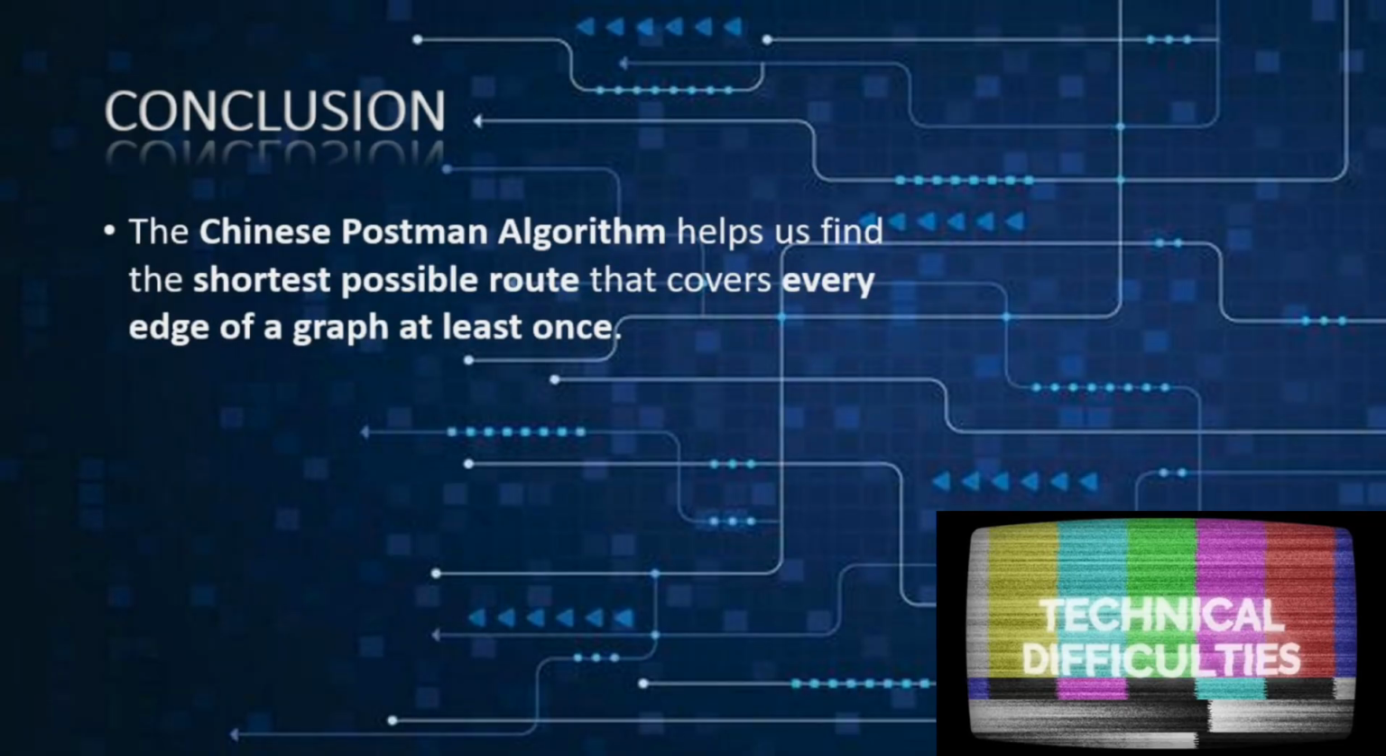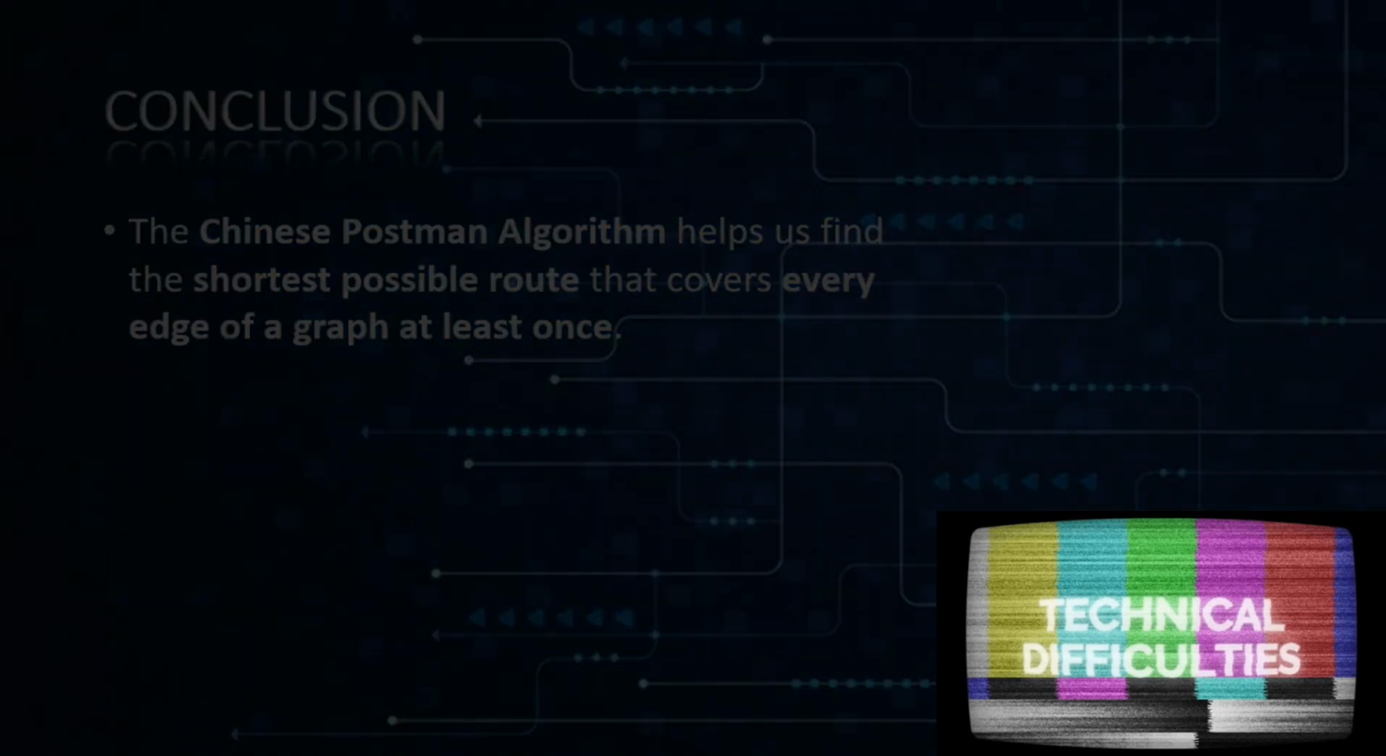So to conclude, the Chinese Postman algorithm is used to find the shortest route that covers every edge of a graph at least once. It works by identifying odd degree vertices, adding minimum cost paths to make the graph Eulerian, and then finding an Eulerian circuit. This algorithm has many real-world applications and is an important topic in graph theory and data structures.